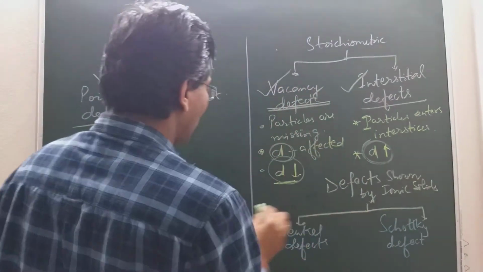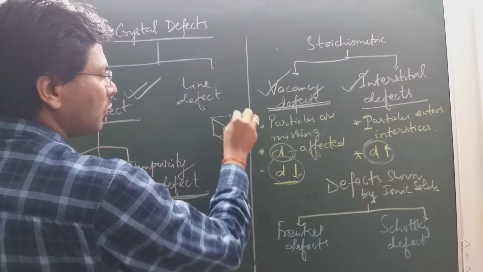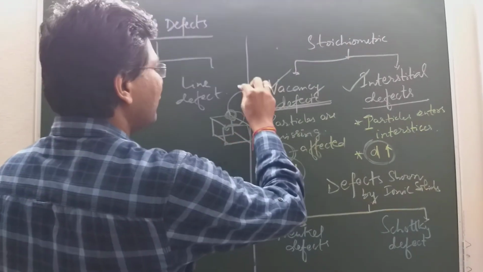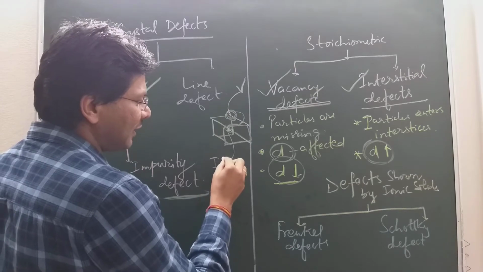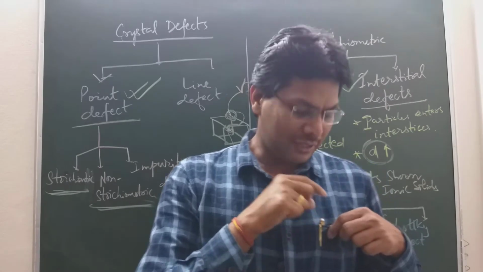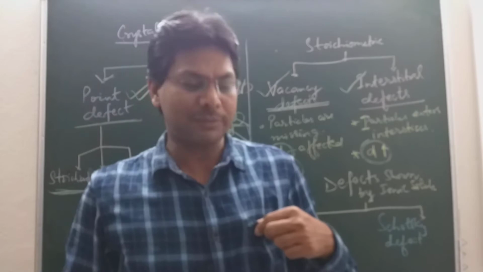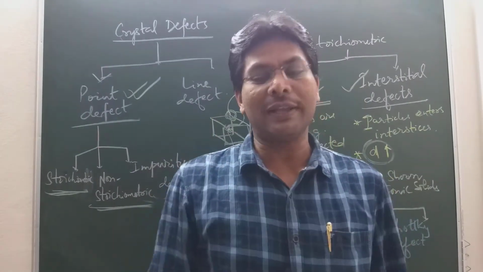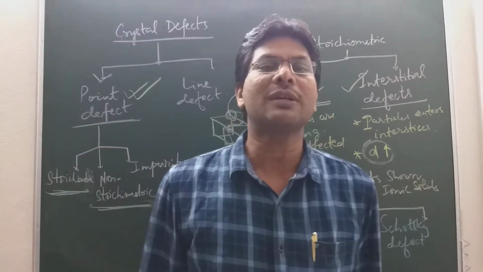If you want to see Frenkel defect, what happens? The particle is here, and it goes to the interstices. Here a vacancy defect will be created, and where it enters the interstitial site, an interstitial defect will be created. Suppose I have a pen here. This is the lattice point. If I remove this and put it in an interstitial space, there is no loss of this pen. The pen is still there. That means there is no change in the density of the crystal. So during Frenkel defect, the density of the substance remains the same.